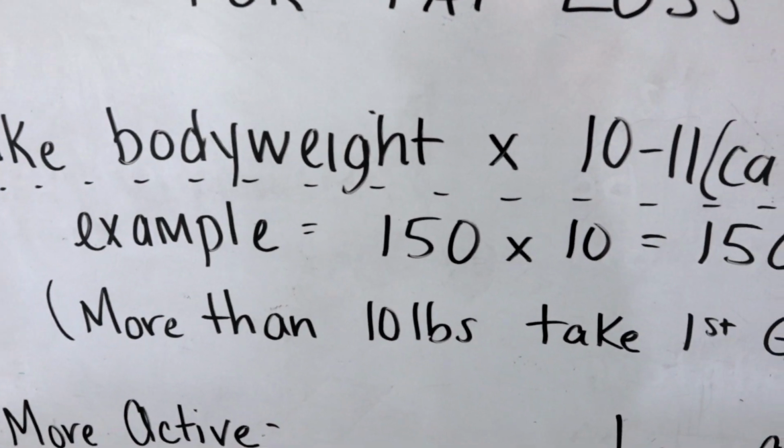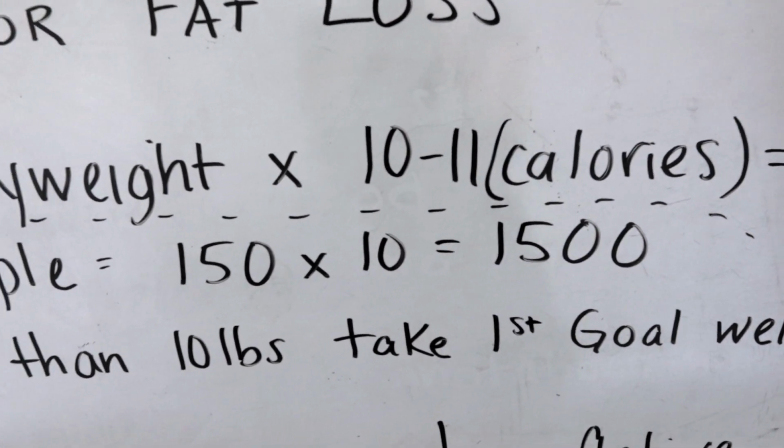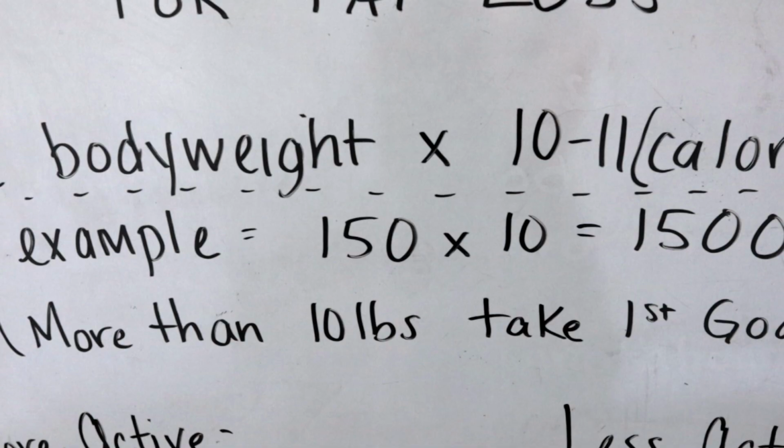So for example, let's pretend you weigh 150 pounds and you don't have more than 10 pounds to lose. You would take 150 times 10 if you wanna be a little more aggressive. So that's 10 calories per pound of weight, or 11 if you want to be a little bit more moderate, and that would be your total calories for the day. So we're going to take it based off of 150 pounds, and you want to go a little more aggressive, so 10 calories per pound. That's 1,500 calories. So how does that break down into the macronutrients?